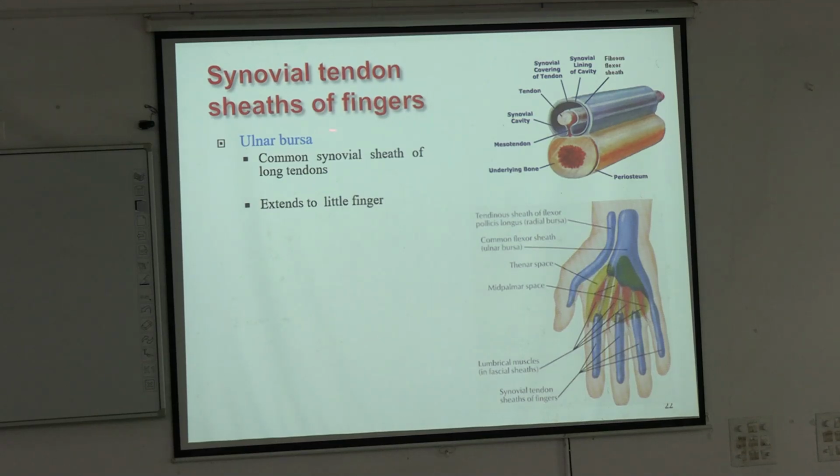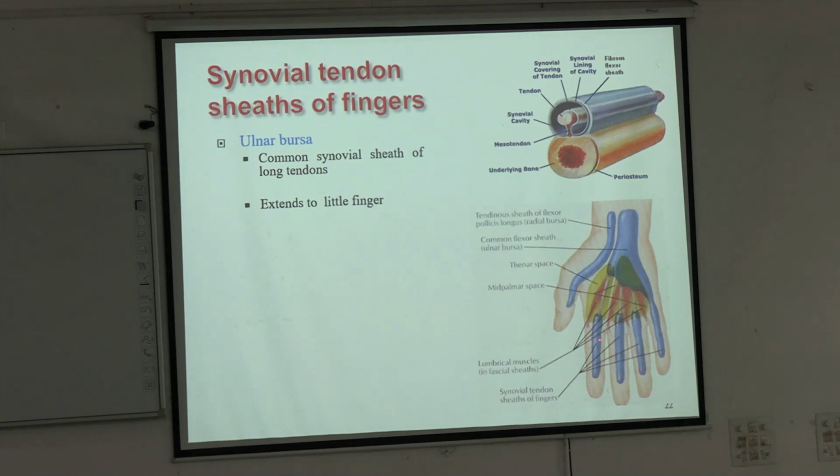So what is this ulnar bursa covering? It is a common synovial sheath, a little bit separated out, extending to the little finger on the ulnar side. It is only extending to here. So these two bursas are there, the ulnar bursa and the radial bursa.